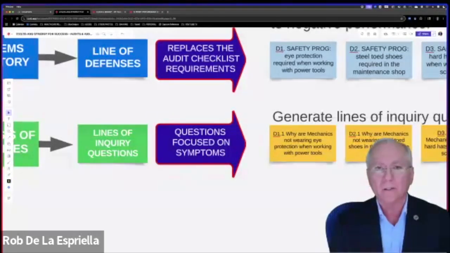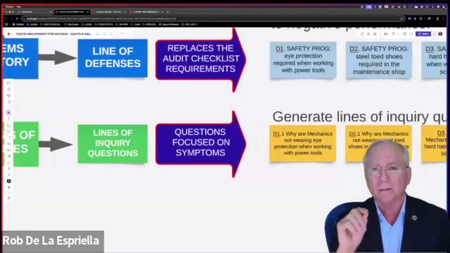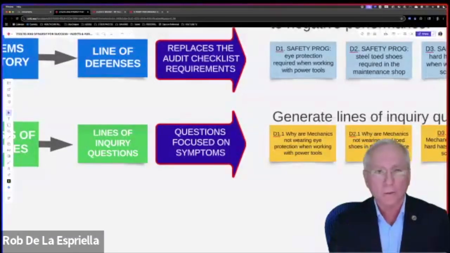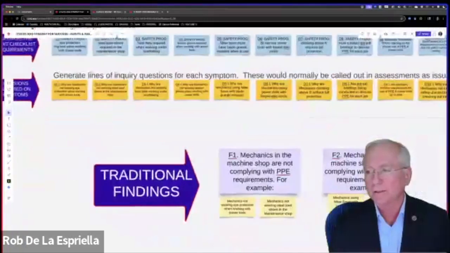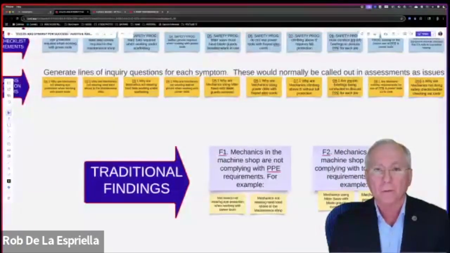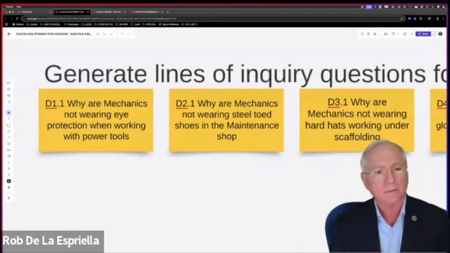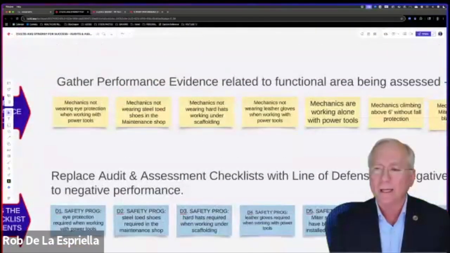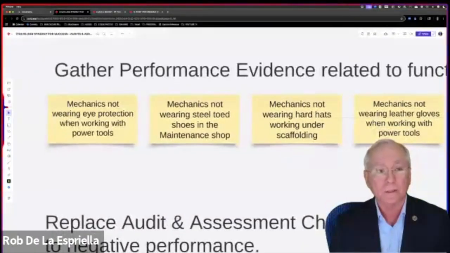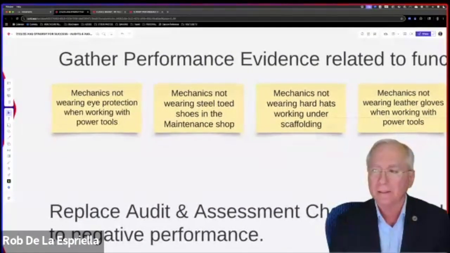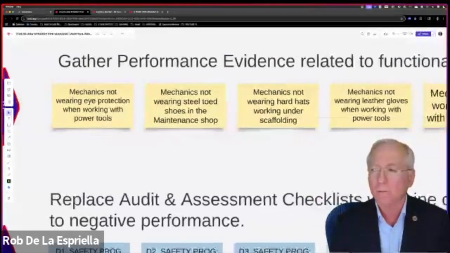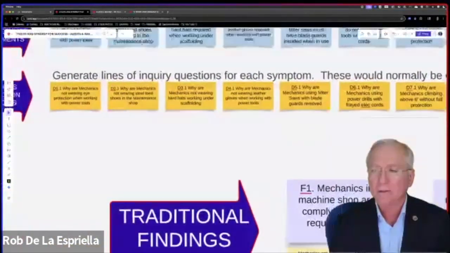And now we're going to write lines of inquiry questions that are focused on the symptoms, right? So we're not just going to group these symptoms into findings as we might have been doing in the past. They're the starting points for lines of inquiry. So we're going to generate really good lines of inquiry questions to go a little deeper. This is investigative. And before that, by looking at what's actually happening in the field, this is risk informed. We're looking for the activities that are taking place so we can be risk informed. What are the real-time risks that we're experiencing? And now let's get into the investigative phase.